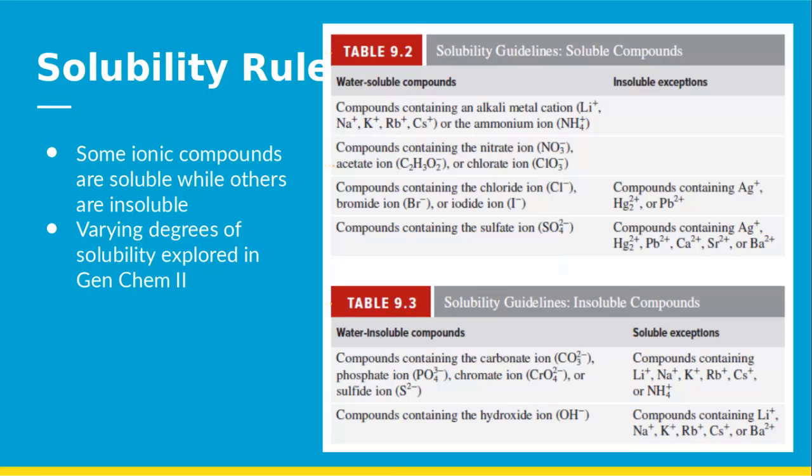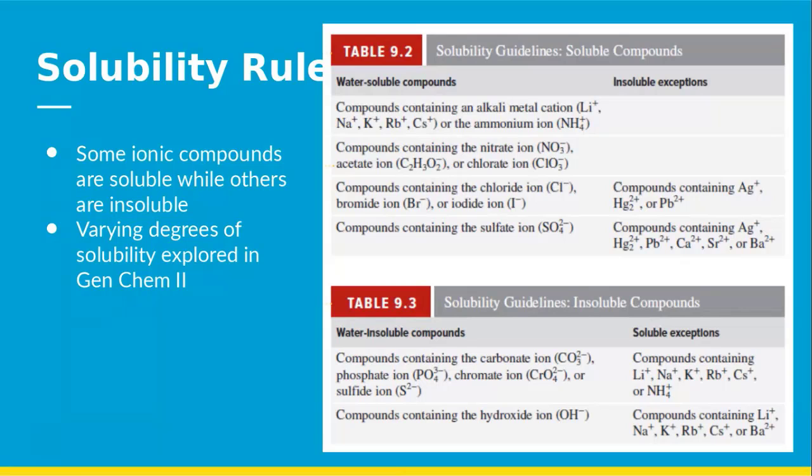Now solubility rules. This is something you will have to know, and it's not going to be given to you like the activity series is. What's important here is that some ionic compounds are soluble, but others are insoluble. This is not technically absolute, as there are different degrees of solubility, but for now solubility is considered absolute for Gen Chem 1 at least. There are just some guidelines here. You can look at those yourself if you haven't already seen them.